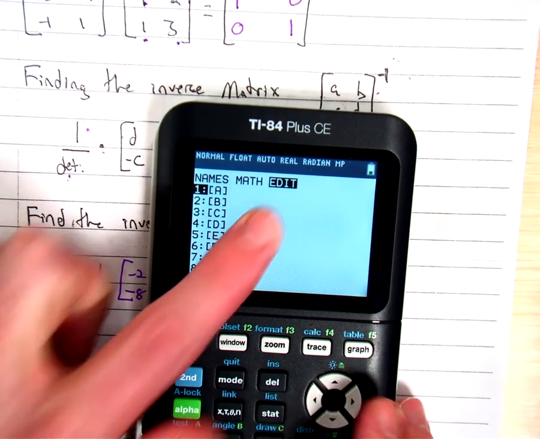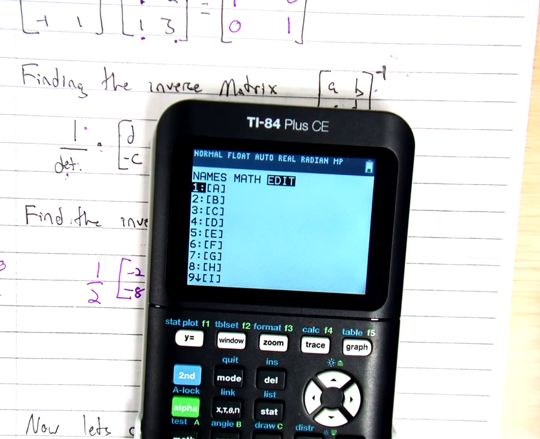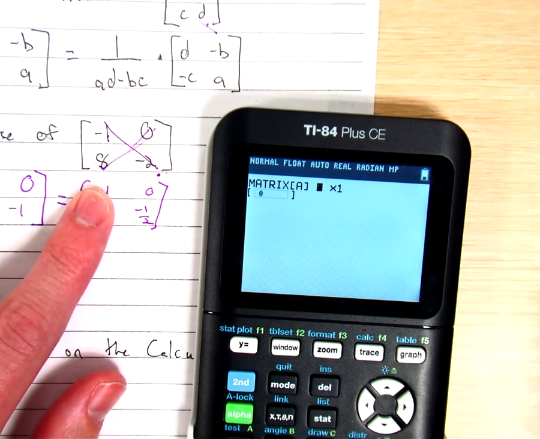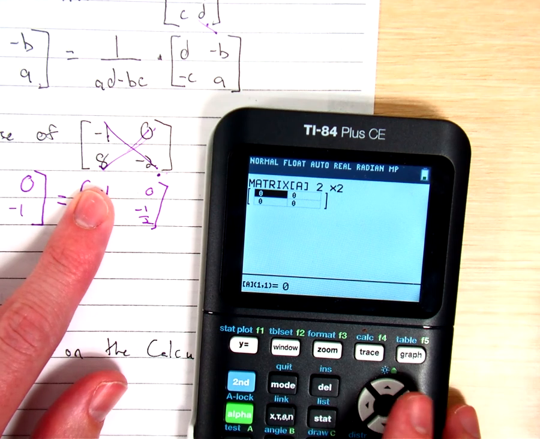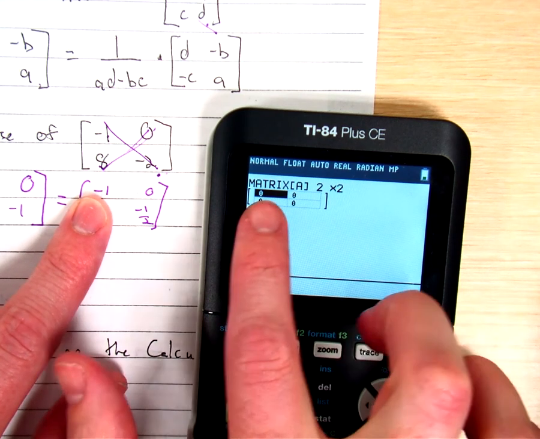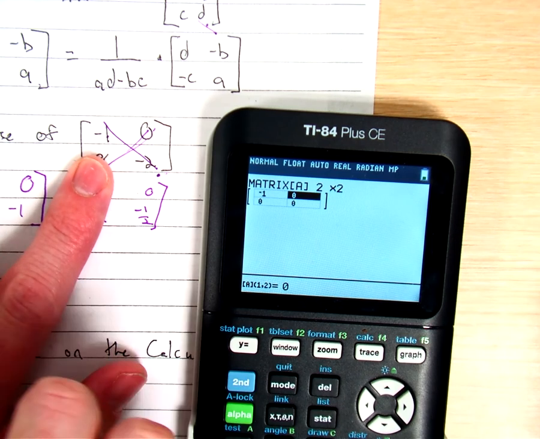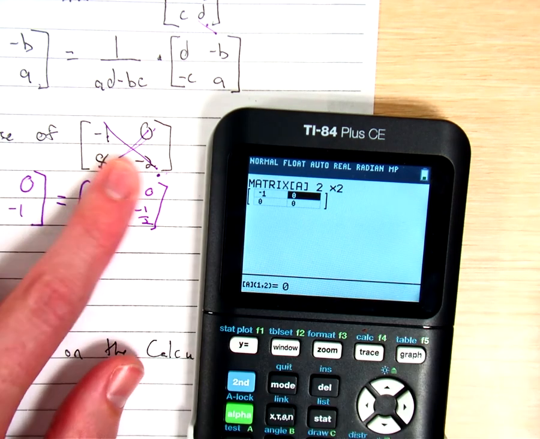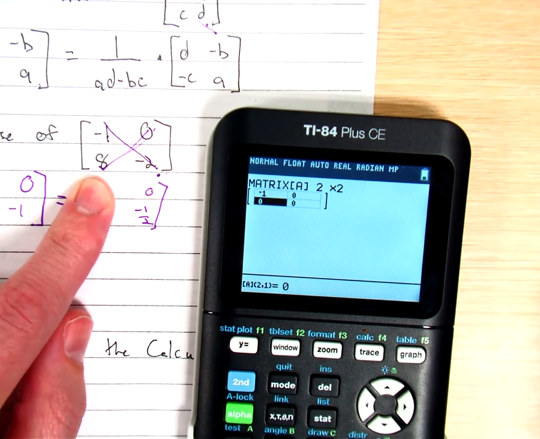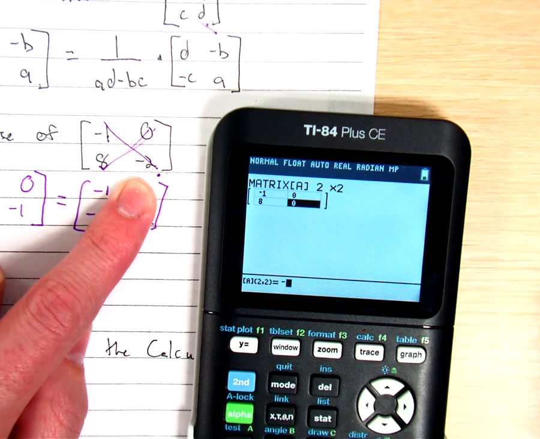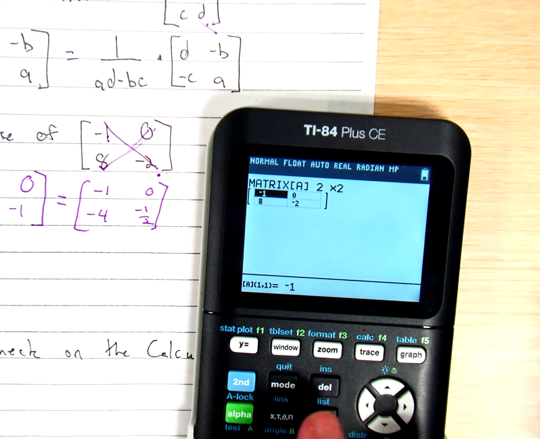We're going to slide over to edit. We're going to edit matrix A. Okay, we want this to be a 2 by 2. 2, enter, 2, enter. And now you're going to fill in the blanks. So that top left one was negative 1, enter. It should jump you over to the right. That one was 0, enter. Bottom left was 8, enter. Bottom right is negative 2, enter. And then it tries to start you all over.